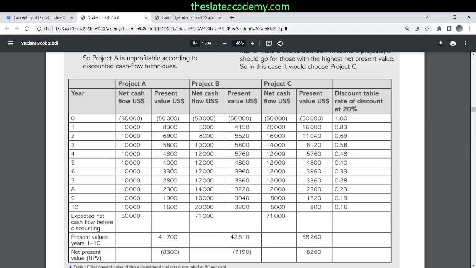Discounted payback period. So projects A and B wouldn't pay back as per discounted payback, discounted cash flows, even within 10 years, because at the end of 10 years they have negative net present values. Project C would. And if I were using the simple cash flows, then all three projects would pay back within this 10 years lifetime.